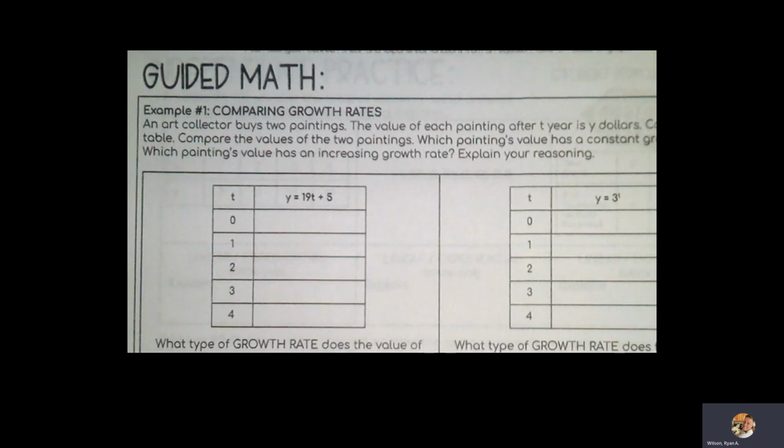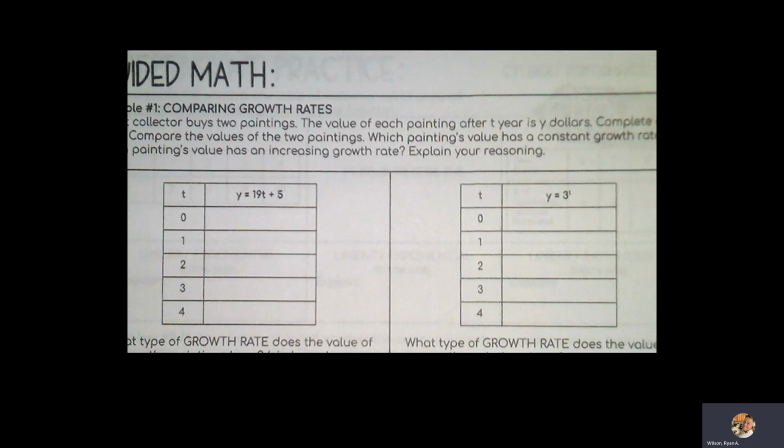So this first problem says, and I'll put it up on the board closer, all right? An art collector buys 2 paintings. The value of each painting after T years. T is going to be the time. So instead of it being y equals mx plus b, T is just the variable now because we're dealing with time, okay? So what they're saying is you have 2 different tables. One table represents the linear growth, and one represents the exponential growth of the 2 different paintings when it comes to its earnings in years. So your T is how many years you've owned it in both circumstances.